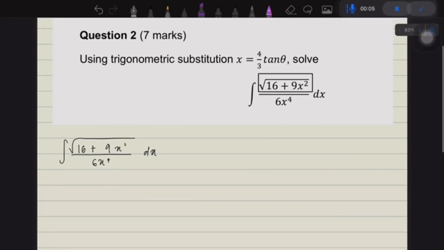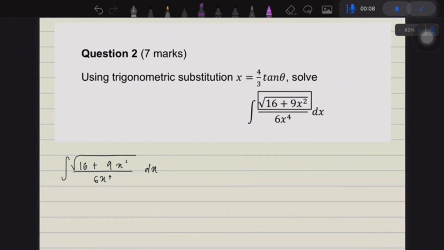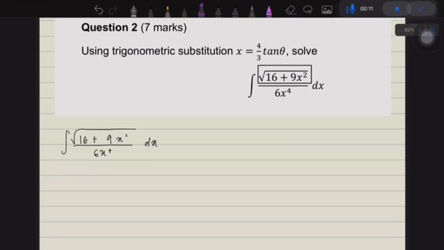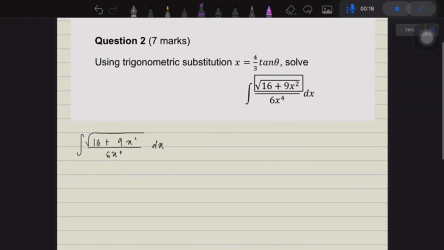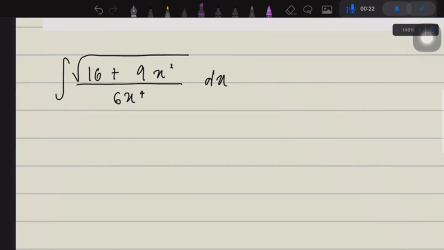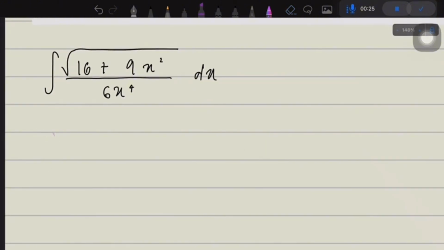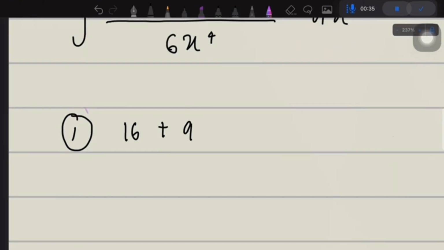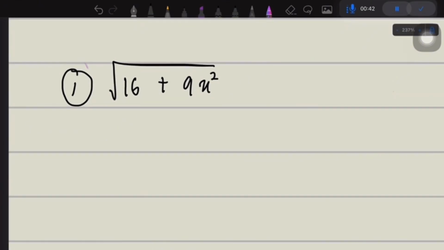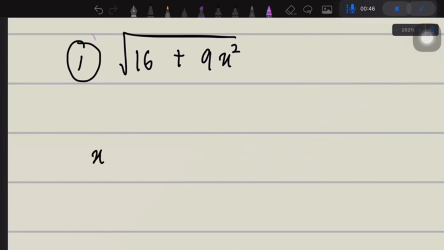Hello everyone, so the next question is question 2. I will explain one by one and step by step. This question is about trigonometric substitution. So the first step, choose a suitable trigonometric substitution, which in this question, we have the square root of 16 plus 9x squared. Next, x will be given as 4 over 3 tangent theta.